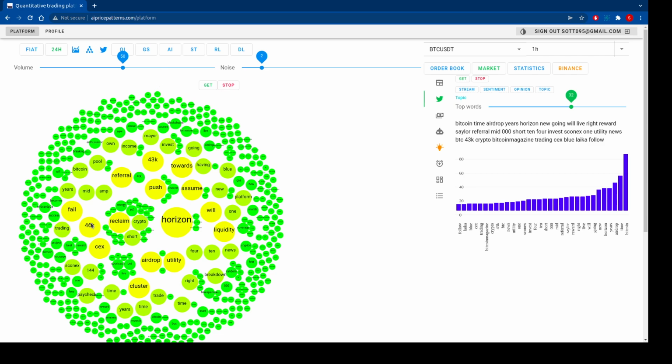Okay. Sometimes we have cluster 46. It means the market discusses that maybe Bitcoin could increase to 46,000, and horizontal is the time.